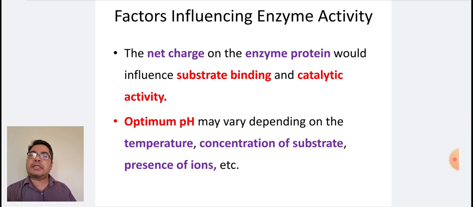The net charge on the enzyme protein would influence the substrate binding and catalytic activity. So optimum pH may vary depending on the temperature, concentration of substrate, and presence of ions.